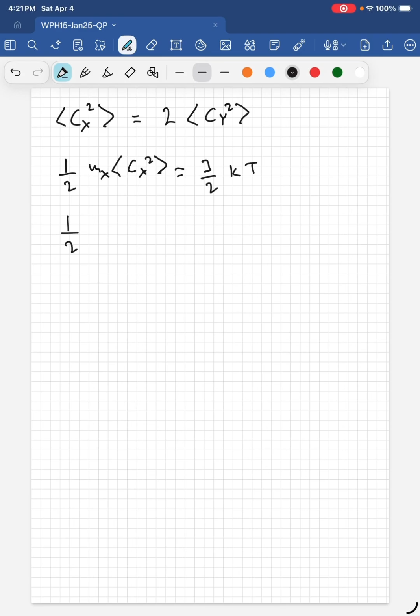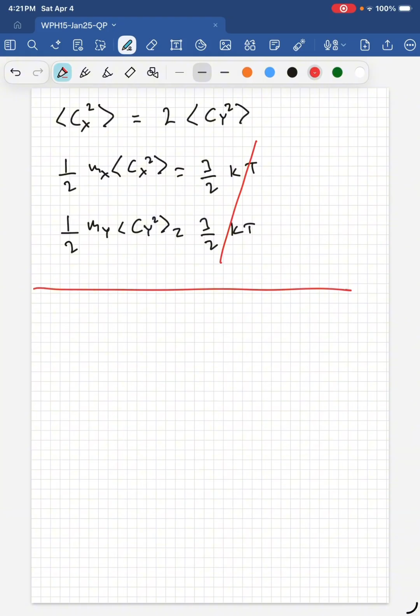So this is mx and this is my, so 1/2 my cy squared is also 3/2 kT because they have the same temperature. Let's divide these two. kT cancels because it's the same, 1/2 cancels. And we are left with mx over my times cx squared over cy squared is equal to 1, right?